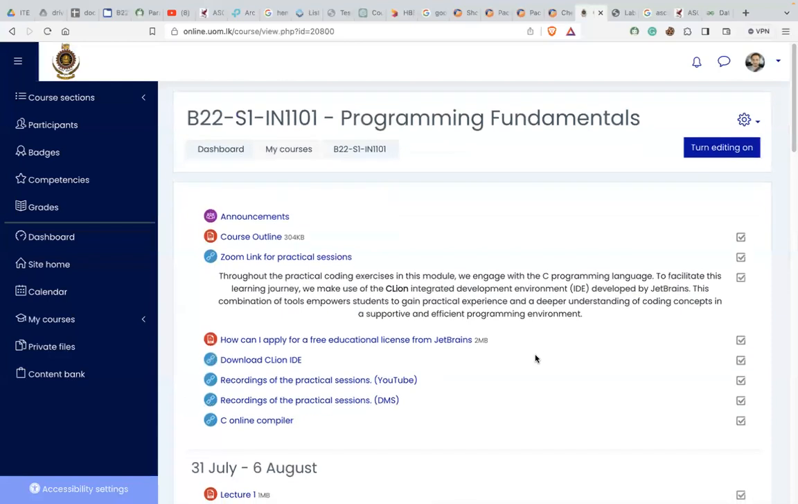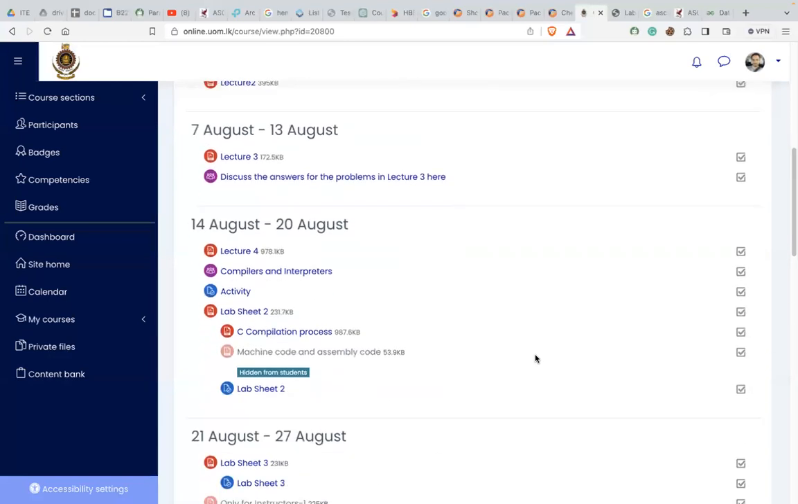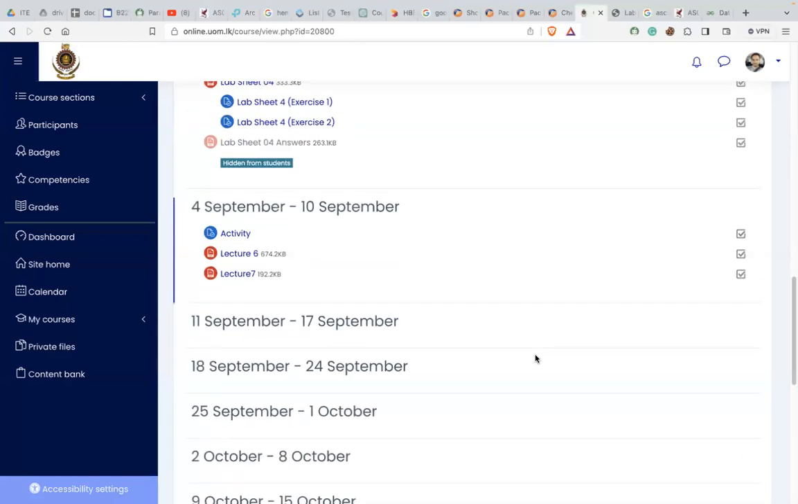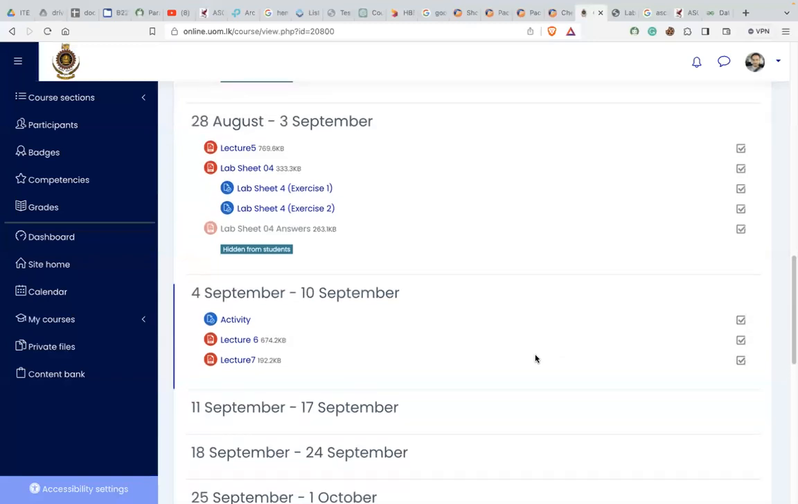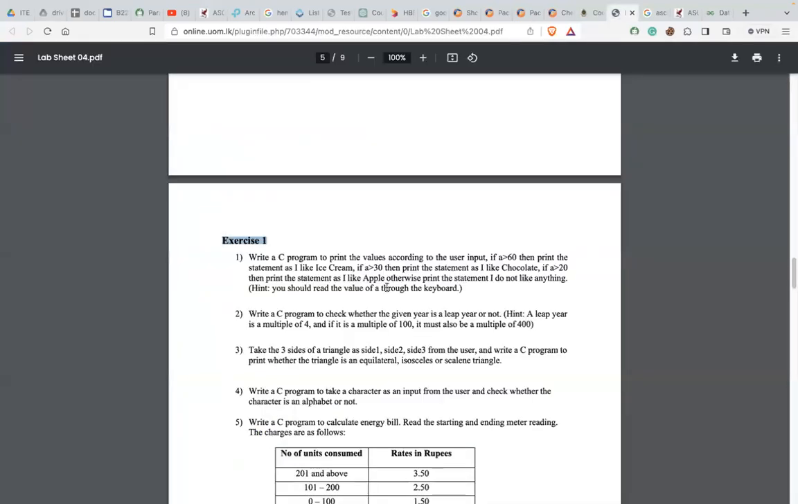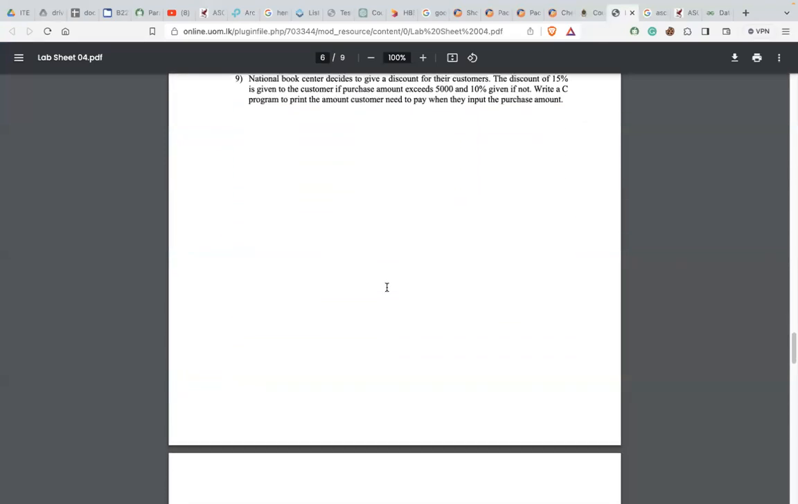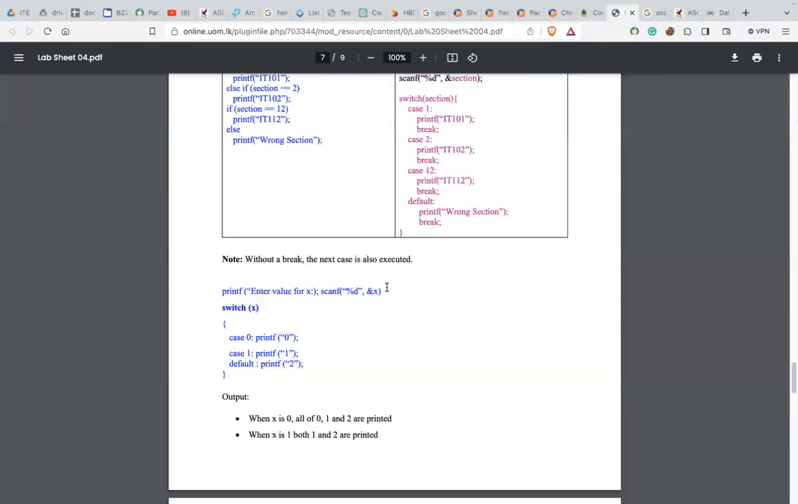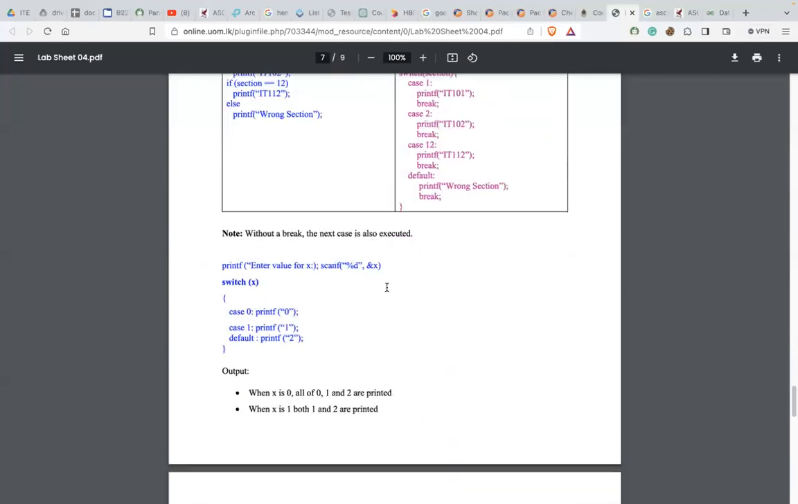If you don't have any questions, I can conclude the lab session, and next week I am planning to do the repetition part in the control structure, that means loops. Up to here, do you have any other questions? If you have, I can discuss the questions you need from the previous exercise.